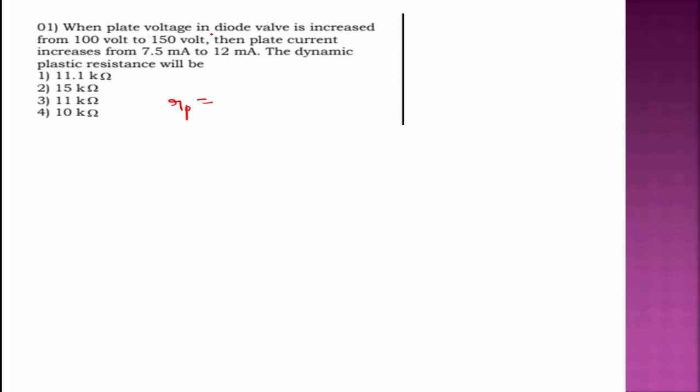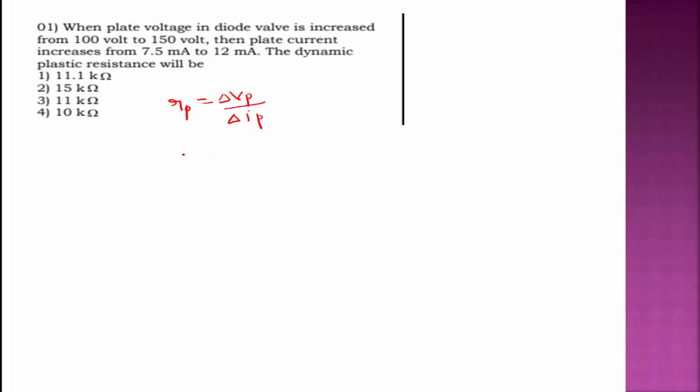here when plate voltage in a diode valve is increased, plate voltage means the change in the voltage, that is delta Vp. Plate voltage increases from 100 volt to 150 volt, then plate current increases from 7.5 milliampere to 12 milliampere. Plate current, that is delta Ip. Then the dynamic plate resistance will be R is equal to V divided by I.